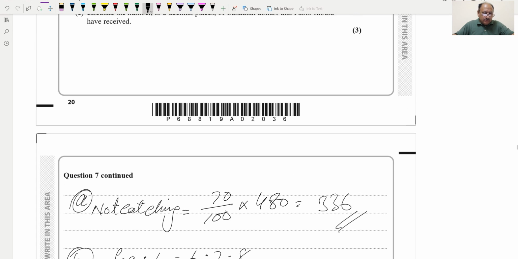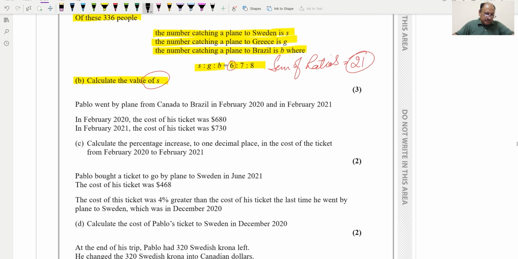Now we can move to part C. Part C says Pablo went by plane from Canada to Brazil in Feb 2020 and in Feb 2021. In 2020, the cost of his ticket was $680, and in 2021 the cost was $730. Calculate the percentage increase in the cost of the ticket from 2020 to 2021. Our answer should be to one decimal place, keep in mind, and this is a 2 mark question.